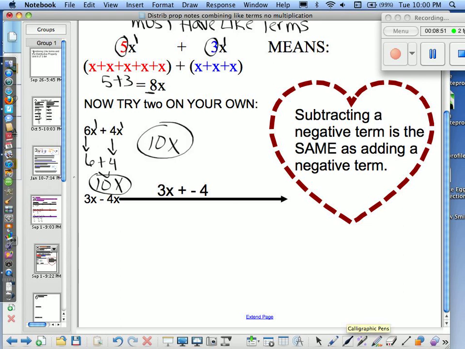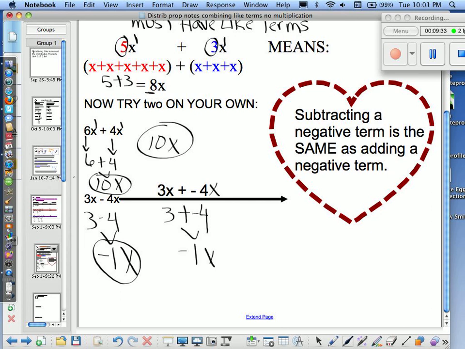So on the bottom one, we can rewrite this in 2 different ways, and it's up to you, whatever makes more sense. Here we've got 3 minus 4 to give us negative 1, and we keep our x there. Or over here we've got 3 plus negative 4, and there should be an x right there. So if everybody could add that x, because without that x it is not a like term. So make sure you add the x there. So we still get negative 1x.